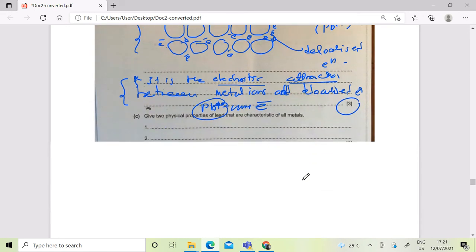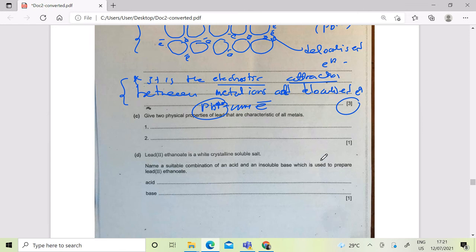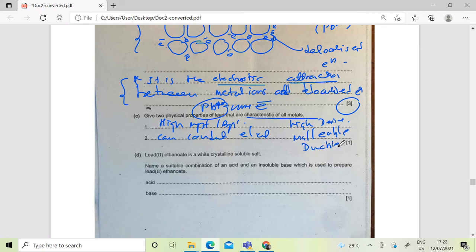Going to next part. Give 2 physical properties of lead that are characteristics of metal. Metal properties. Metals have high melting point and they have high boiling points also. Metals can conduct electricity. Metals can conduct electricity and metals are having high density. That is also correct, and they are malleable and ductile. So only one is required to get, 2 is required to get 1 mark.